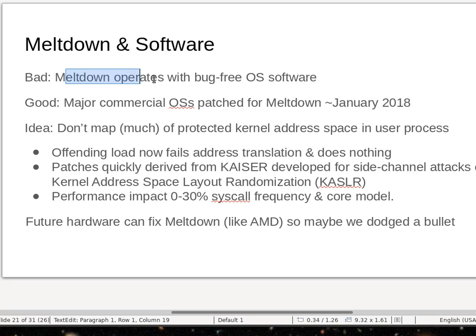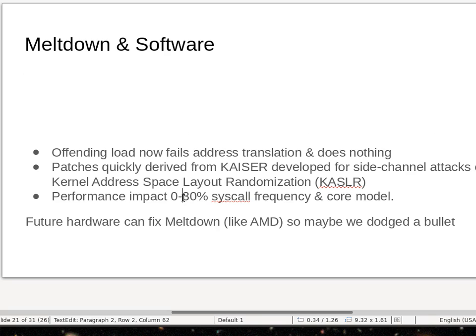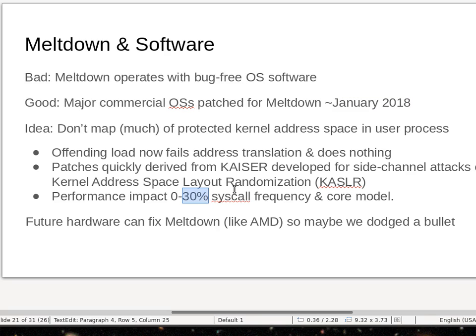The bad news here is Meltdown operates with bug-free OS software. By the way, while I say their new chips don't have the vulnerability, that means all their old ones do. And that still comprises a lot of machines out there, so a lot of machines are vulnerable to this. Luckily, a lot of machines were patched in 2018. They use something called KAISER, but there is up to a 30% performance impact.